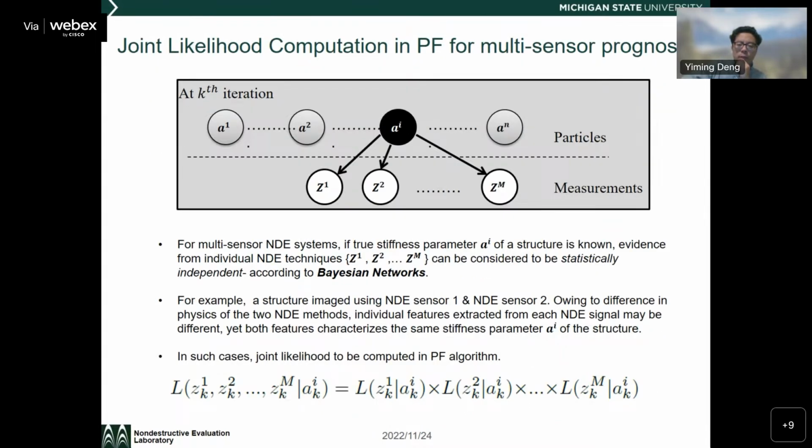Well, a couple of things that we need to consider, and what our contribution is and what I want to teach in this lecture is, on top of the particle filtering, that we will integrate the multisensory measurement into our particle filtering iteration. For multisensory NDE measurement, in this case, we try to estimate the stiffness of the composites.